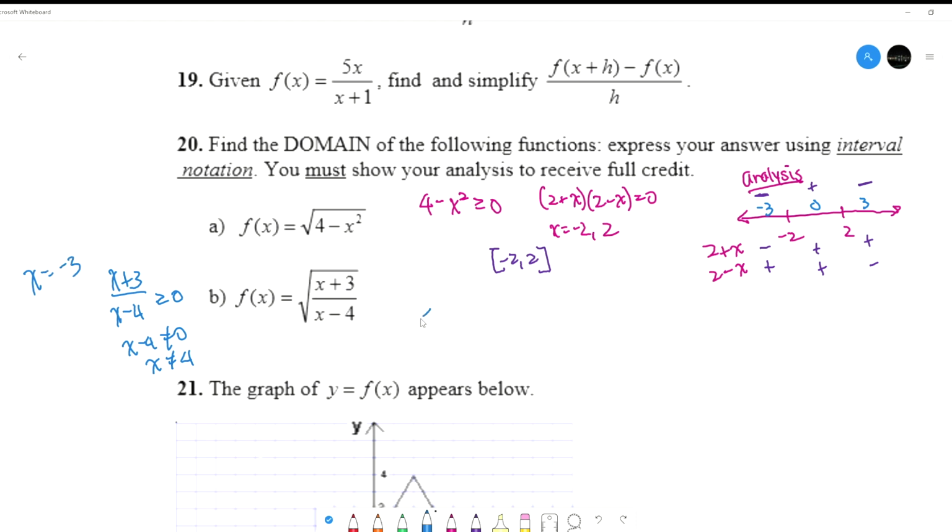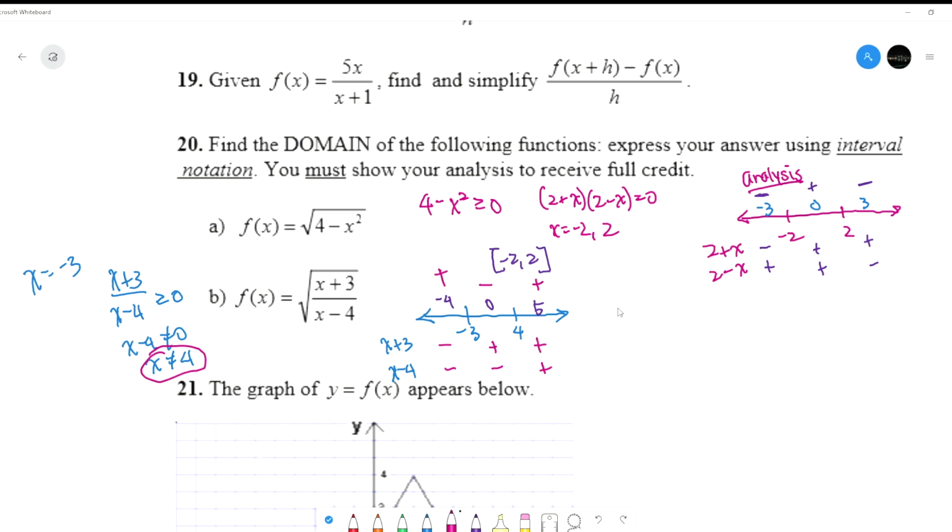So on a number line, I have negative 3 and positive 4. Let's pick some numbers here: negative 4, 0, and 5. What do we get if we plug them into x plus 3 and x minus 4? Because remember, we need it to be positive, correct? If I plug in negative 4, I get a negative and a negative, so this is actually positive. If I plug in 0, I get positive and negative, so this is negative. If I plug in 5, I get positive and positive, so this is also positive. Just remember, x cannot equal 4, correct?